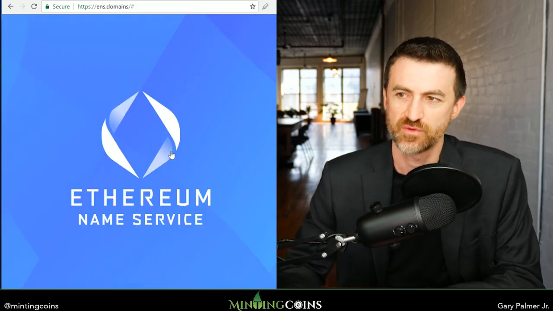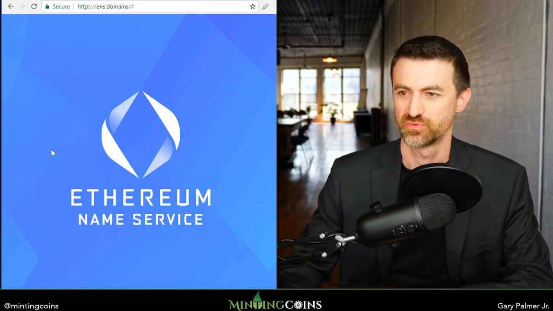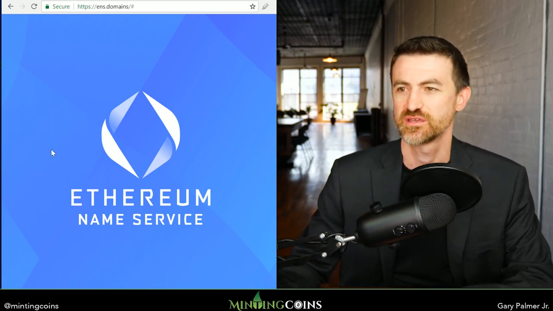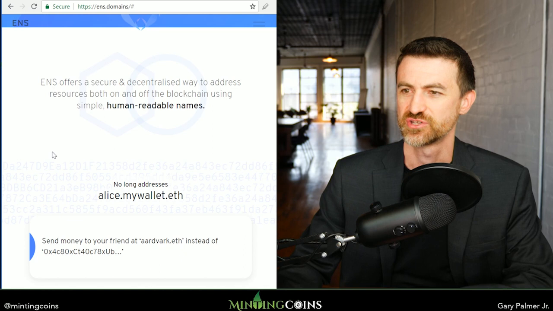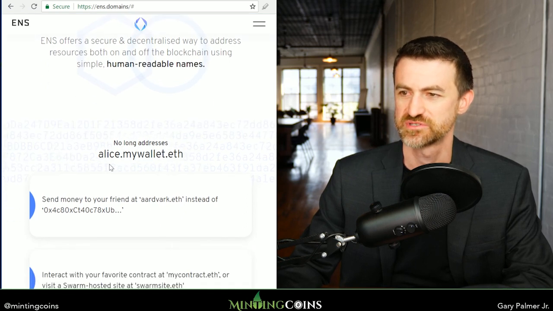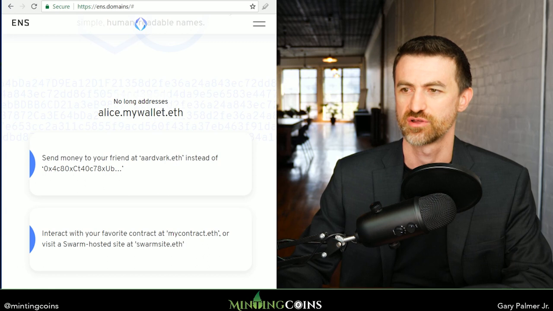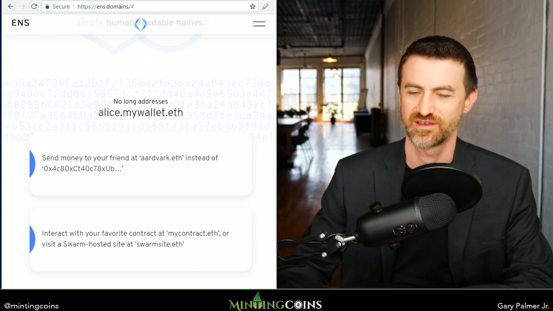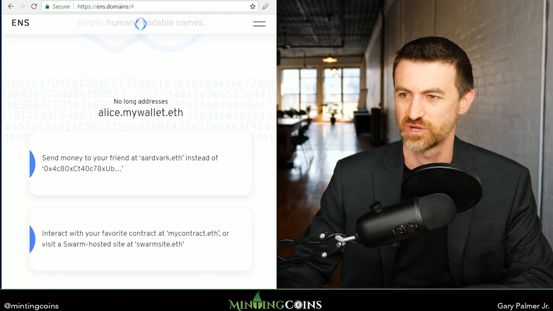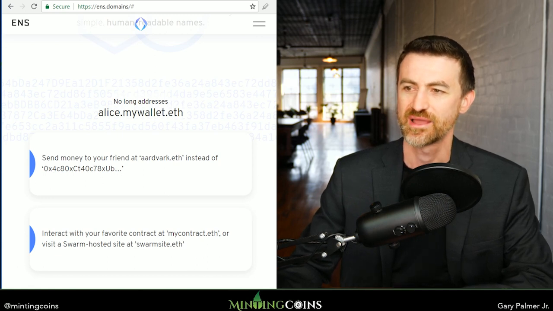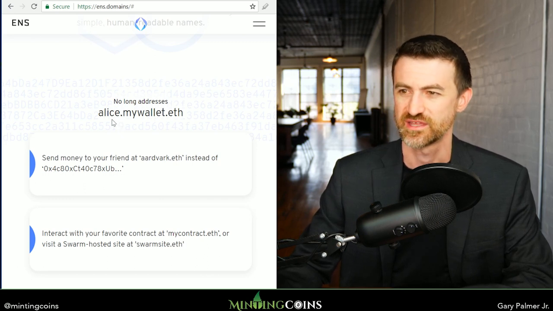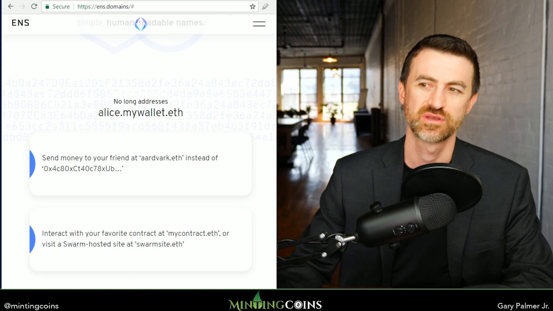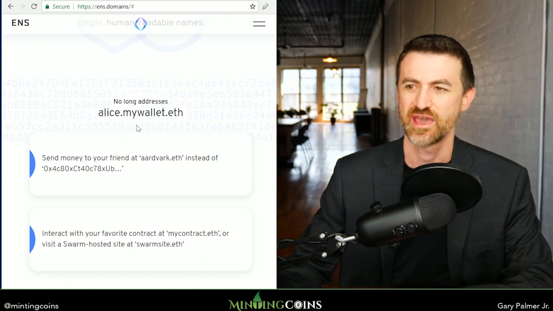So first of all, let's jump over to the main domain, the main official website, ens.domains, for the Ethereum name service, the ENS system. And so ENS, again, is offering these human readable names. Their example here, instead of having this really long Ethereum address like 0x4C12, whatever, you could simply have mywallet.eth, and then you could have a subdomain specifically for you that's alice.mywallet.eth or business1.mywallet.eth or anything at your domain address.eth.